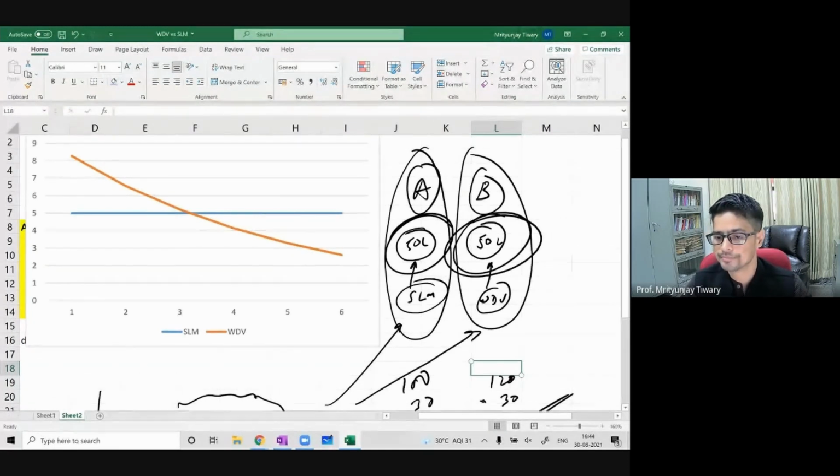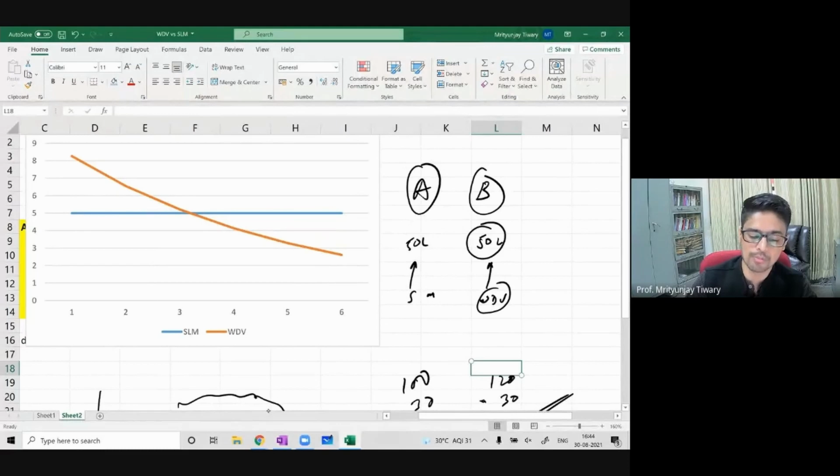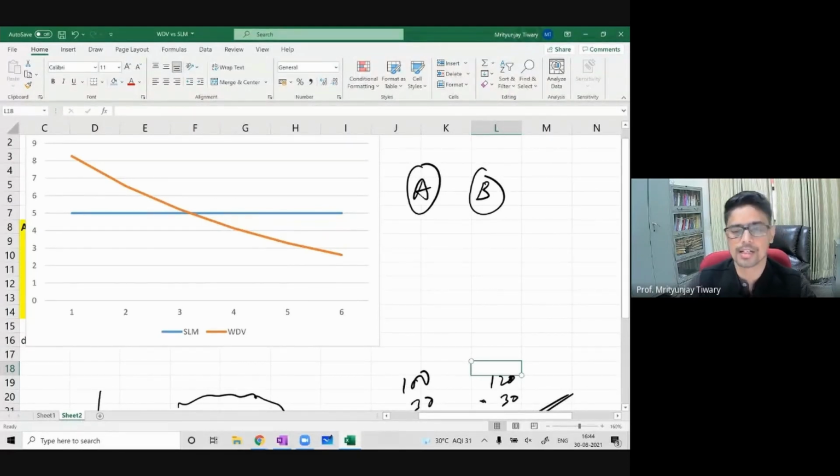Does that make sense? Yes, sir. So keep it in mind that in general, businesses keep accumulating assets over a period of time. It's not that every asset gets accumulated right in the beginning and then nothing further is purchased. Okay, so this is how you are going to compare the impact of SLM versus WDV.